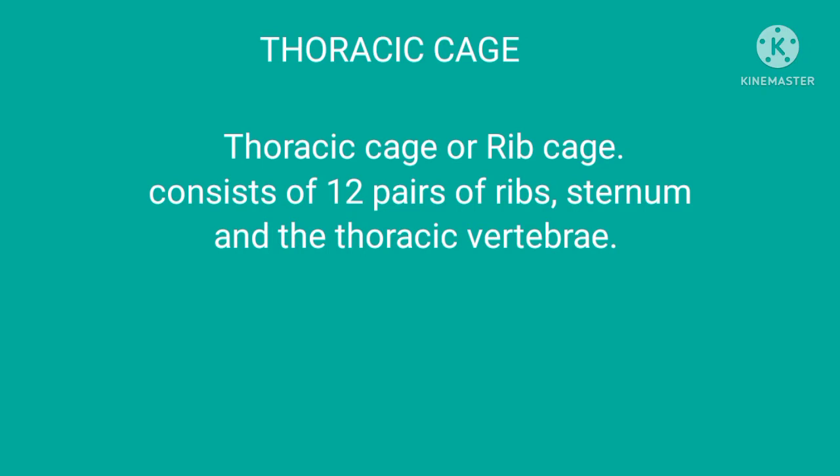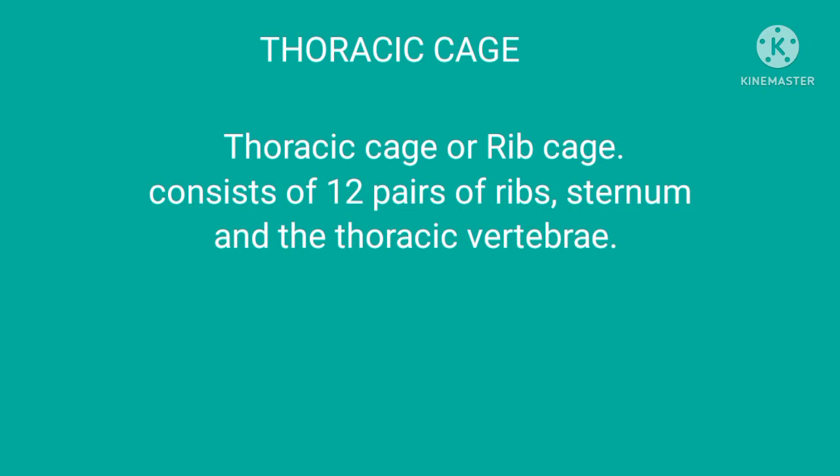A flat, ribbon-shaped and curved structure that is attached anteriorly to the sternum, that is the breastbone, and posteriorly to the backbone or the vertebral column, like the thoracic vertebral column, thoracic vertebrae. There are 12 pairs of ribs, 6 on both sides, and together they make a cage-like structure to protect the internal organs like the heart and lungs.